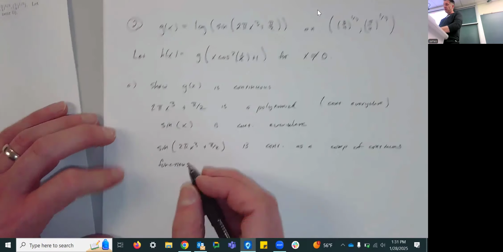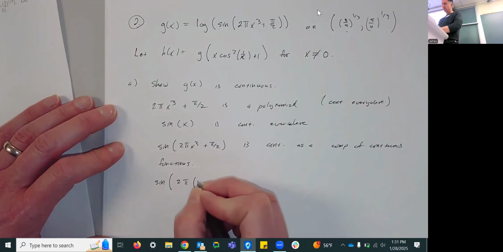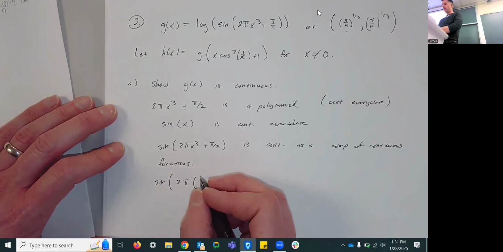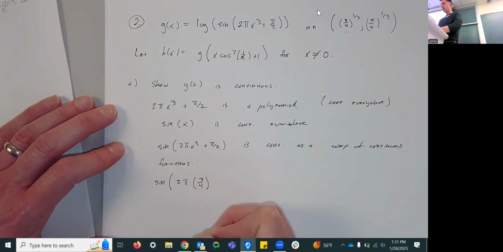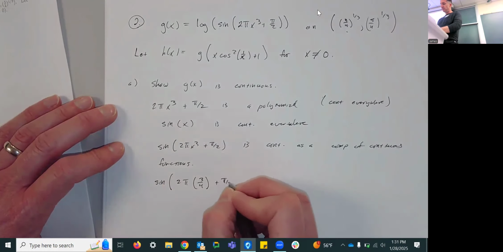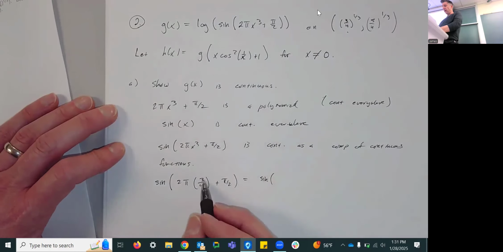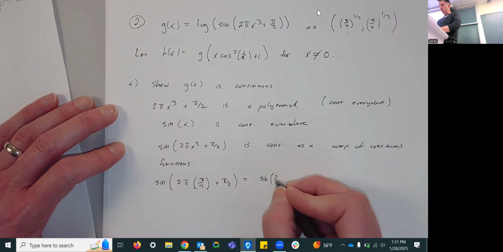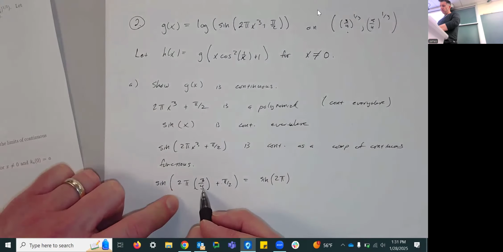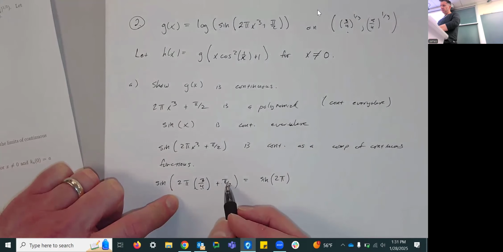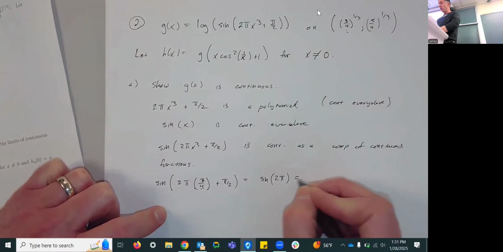So if we look at sine of 2 pi times 3/4 to the 1/3 cubed, aka 3/4, plus pi over 2, is equal to sine of, let's see, 3 pi over 2 plus pi over 2 is 2 pi. Is that right? 3 pi over 2 plus pi over 2? Okay, we're okay. Which is 0.